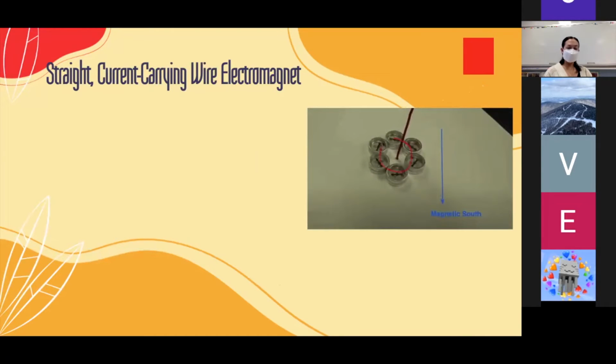So this is a demo of what's called Ampere's law or Oersted law. Notice that when the current is off, all the compasses kind of point towards magnetic south because the north end of a compass is attracted to a south pole. But as soon as the current is turned on, they all form up a circle. In this case, that circle is all clockwise.